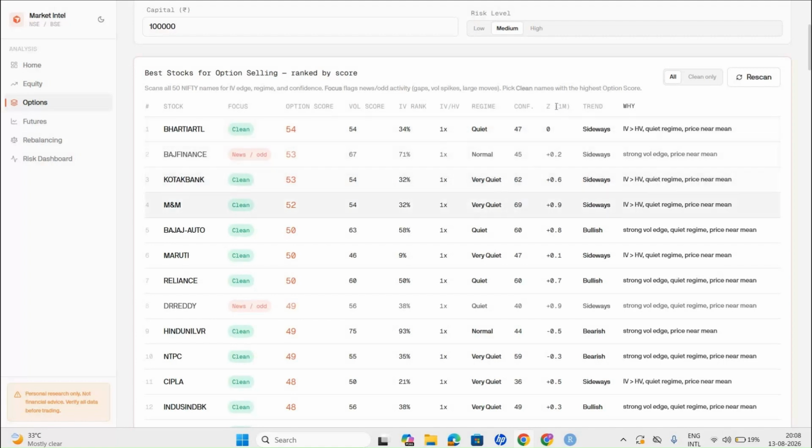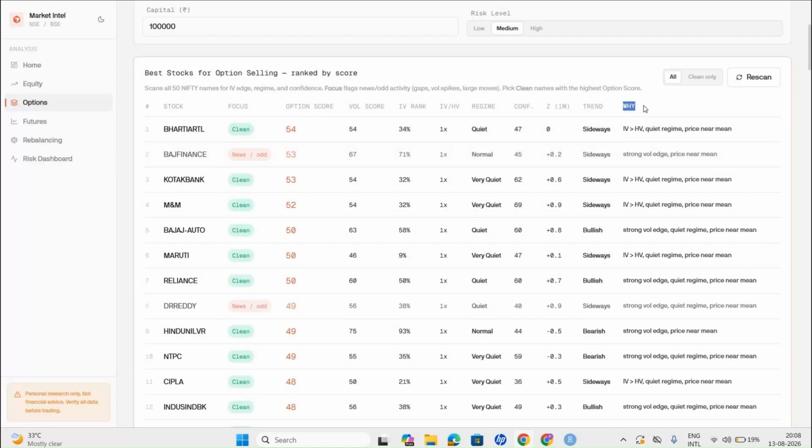And this is a confidence score, and this is a Z-score. It basically tells you whether the price is near the mean price or not. If you see 0, zero means the price is at the mean value, and if it is like 0.3 or 0.2, then you can always take those stocks for option trades.